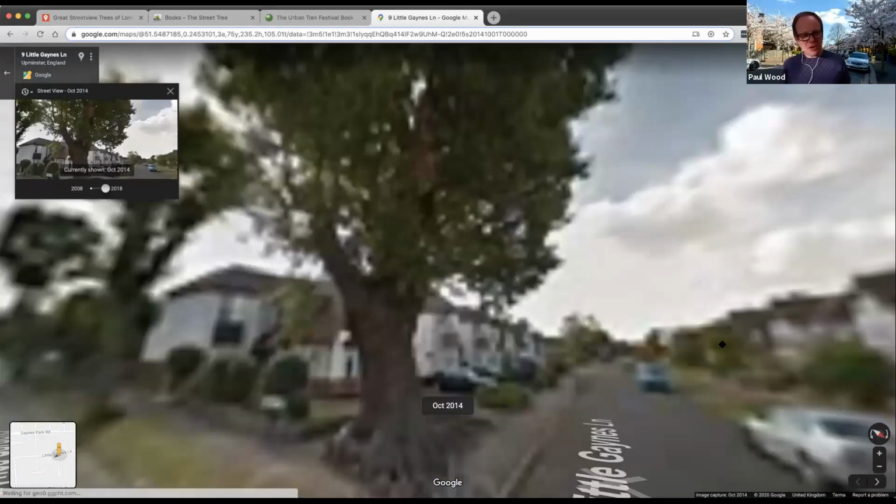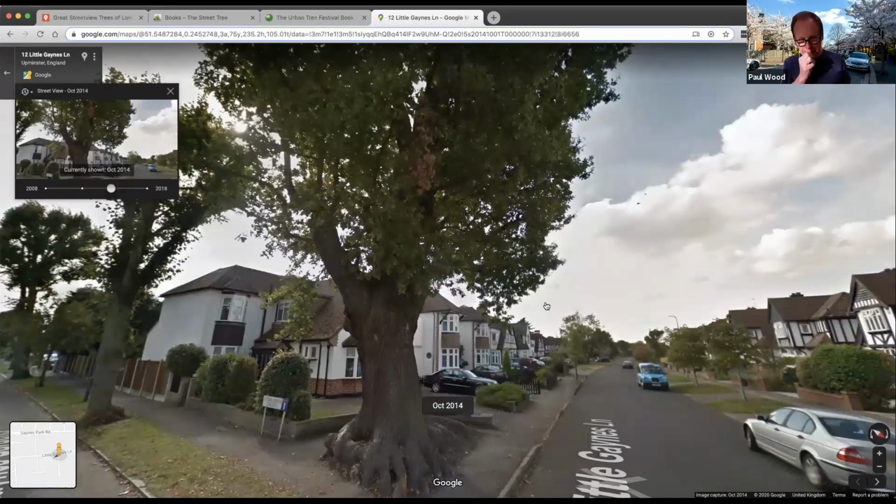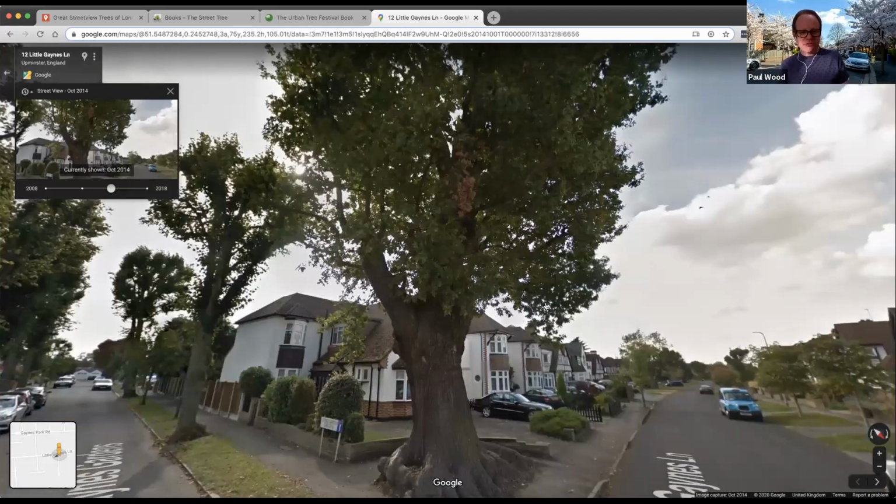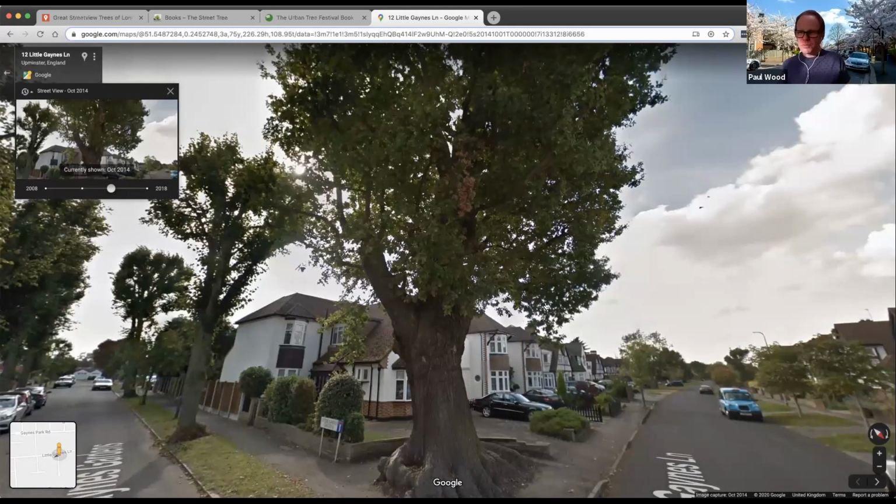So this is October 2014. And there it is with its full foliage, just beginning to go a little yellow at the edges as the autumn begins to cut in.